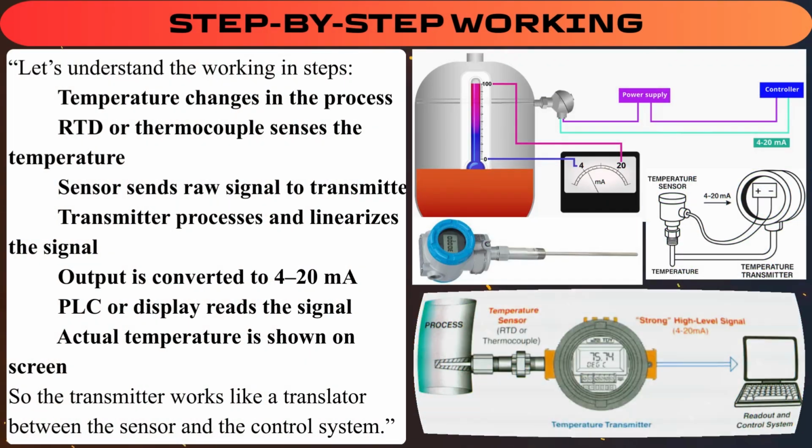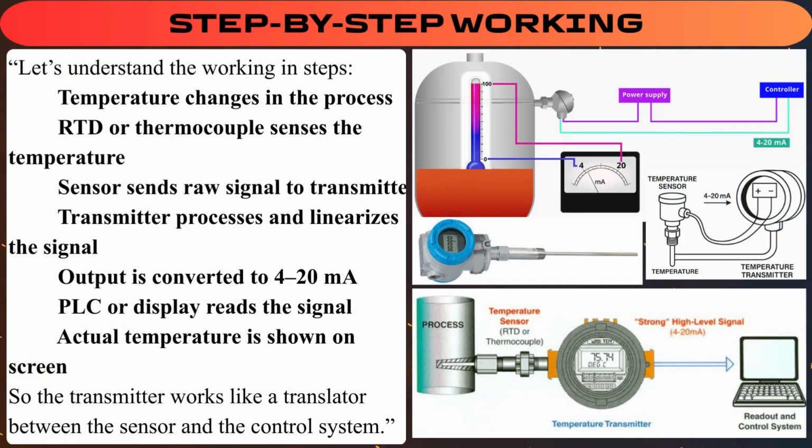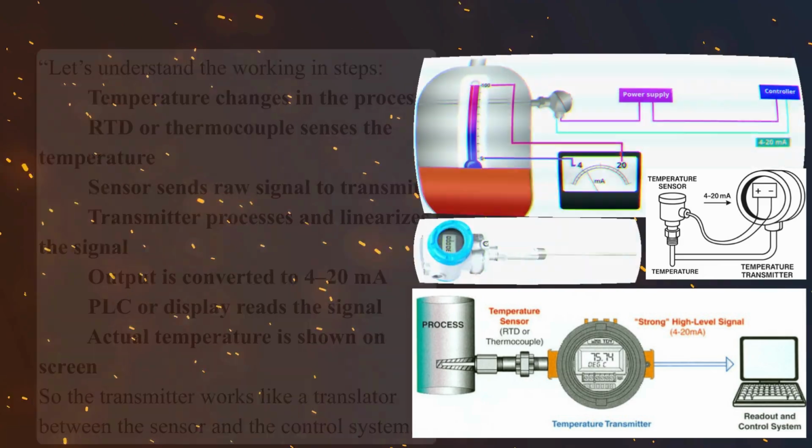Step-by-step working. Let's understand the working in steps. First, temperature changes in the process. Second, RTD or thermocouple senses the temperature. Third, sensor sends raw signal to transmitter. Fourth, transmitter processes and linearizes the signal. Fifth, output is converted to 4 to 20 milliampere. Sixth, PLC or display reads the signal. Seventh, actual temperature is shown on screen. So the transmitter works like a translator between the sensor and the control system.